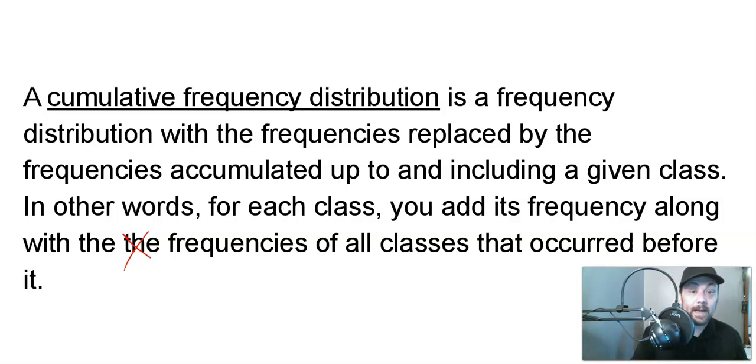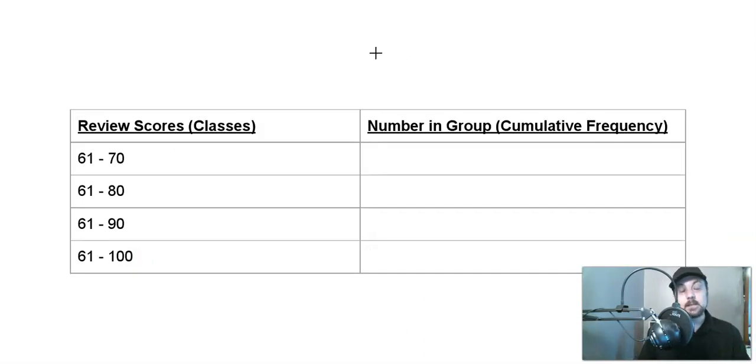So for the first class, it's going to look the same, right? How many frequencies do we have between 61 and 70? 1. And how many did we have before that? There wasn't any, right? This is the first class. So there's just going to be 1. So far we have 1 data value altogether, up to and including 70.